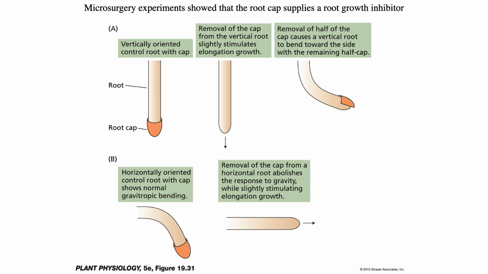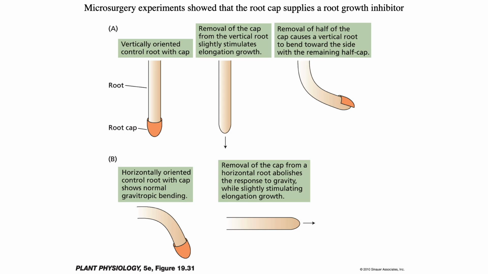The root cap is a source of an inhibitor to growth, as seen here in this figure. If one carefully removes the cap, the growth of the root is stimulated. However, if one removes only half of the cap, the growth causes bending towards the half that has the remaining half cap.